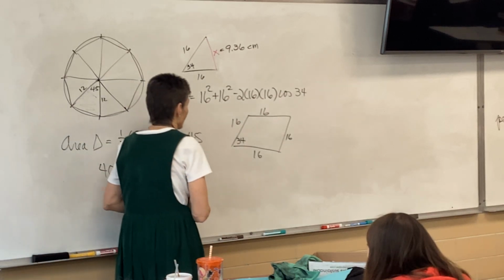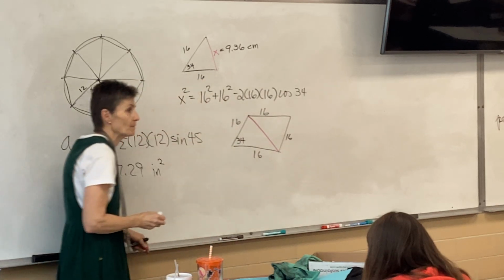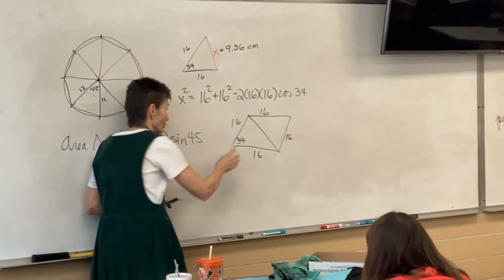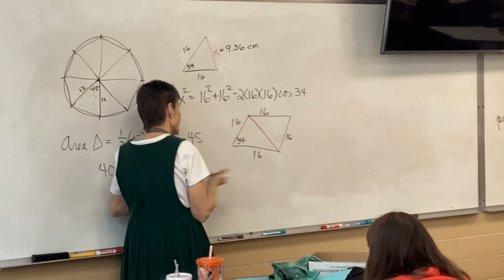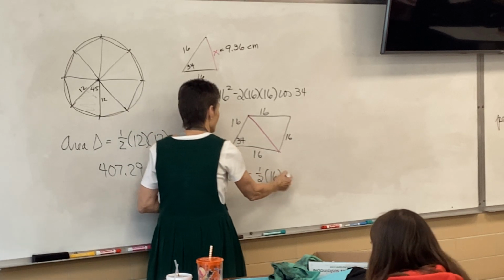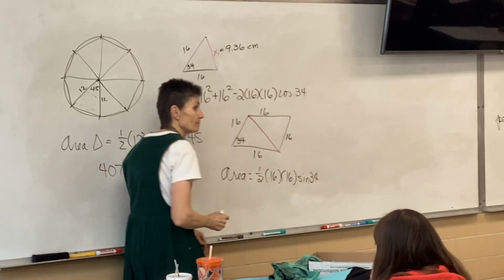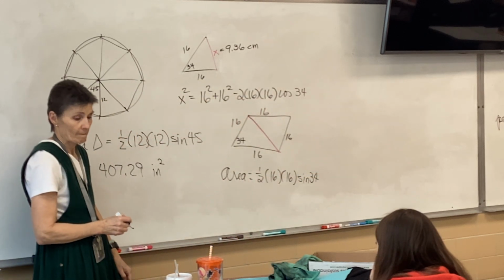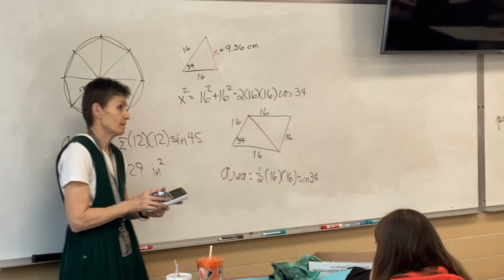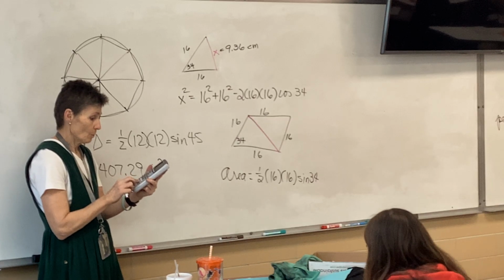So, could I use the same diagonal I used before? Could I split it with that one right there? Yeah, and that would make my area very easy to find, because look at this triangle. Isn't the area gonna be 1/2 times 16 times 16 times sine 34? Remember, 2 sides and the angle in between: 1/2 side, side, sine.